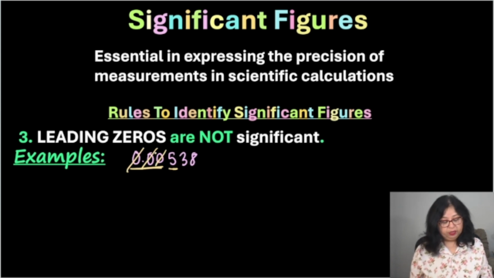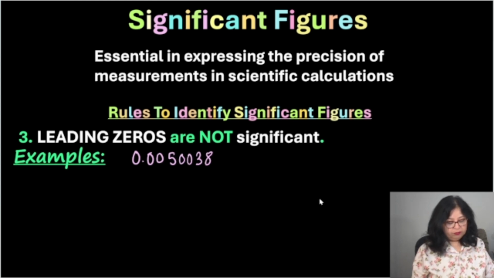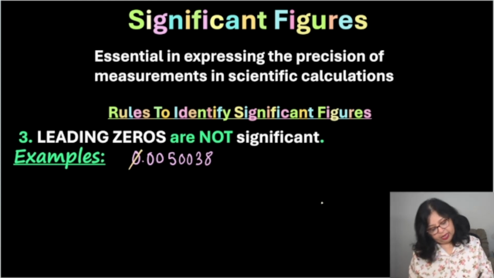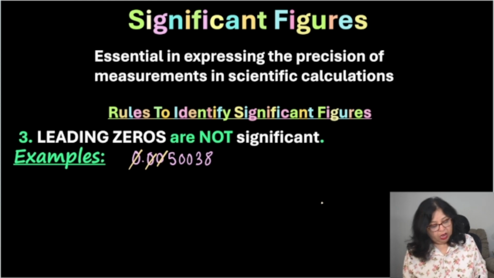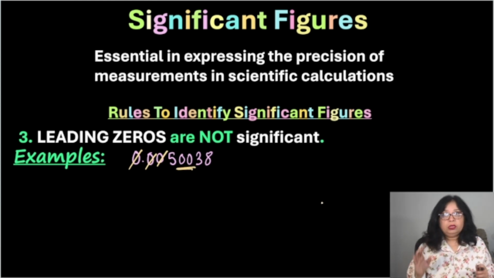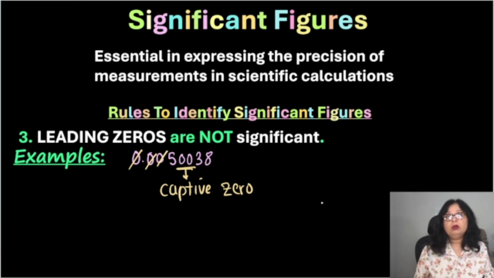They are not significant. How many sig figs are here? 5, 3, and 8, which are 3. 3 sig figs. Fairly easy so far, huh? Next one, 0.0050038. So we know that these leading zeros are not significant. But how about these two zeros in the middle? These are between 5 and 3. What do we call these zeros? As per rule number 2, these are captive zeros and hence they are significant.